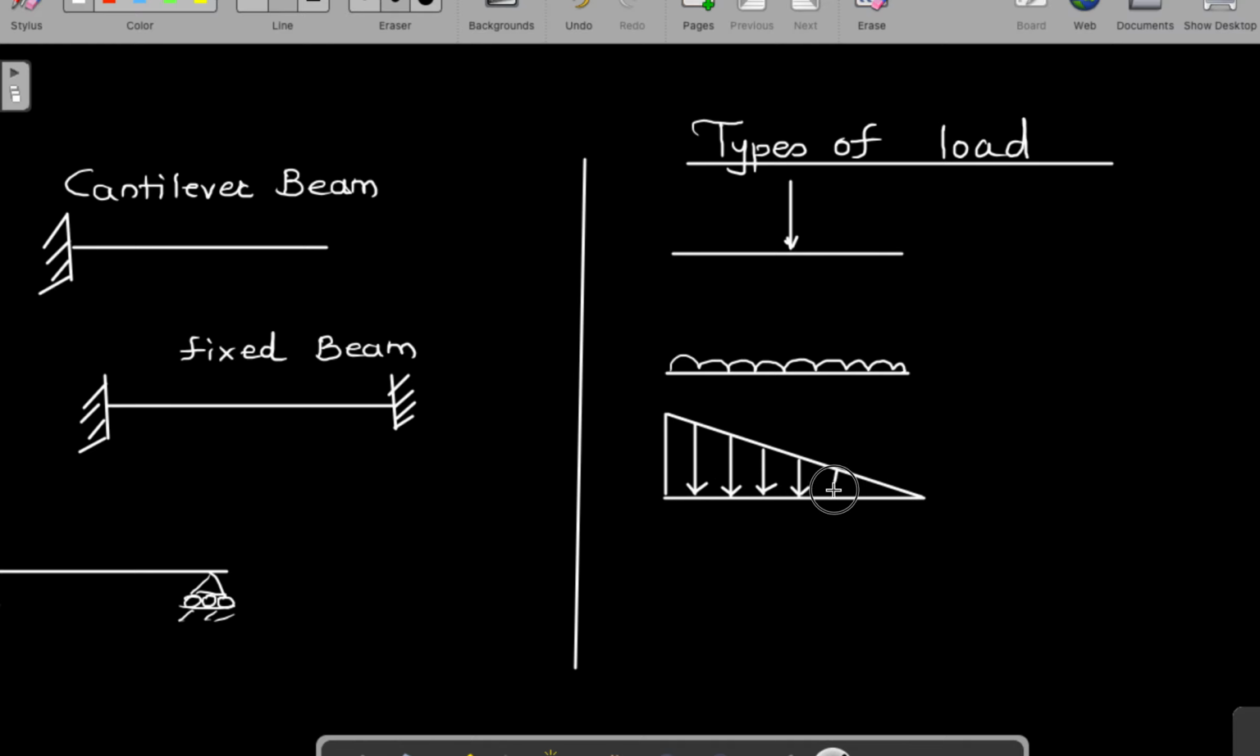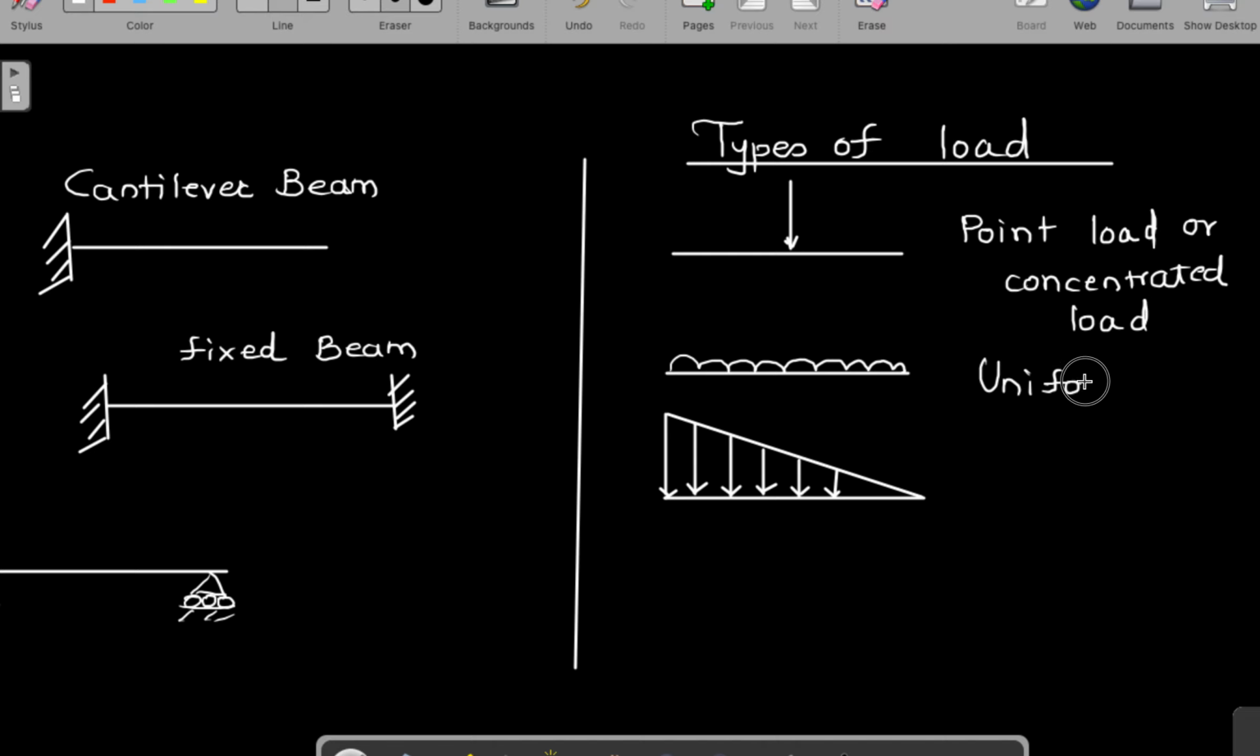Do you remember what I said just now? Okay, so this is point load or concentrated load. Then there is uniformly distributed load. And then there is uniformly varying load.